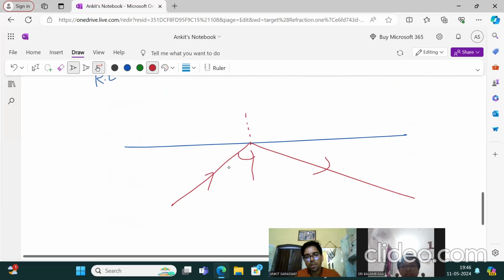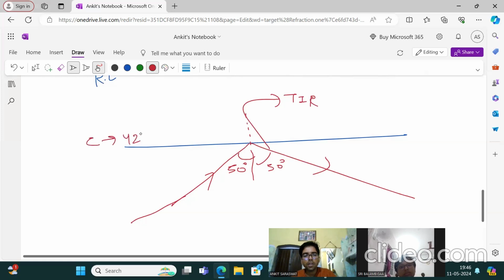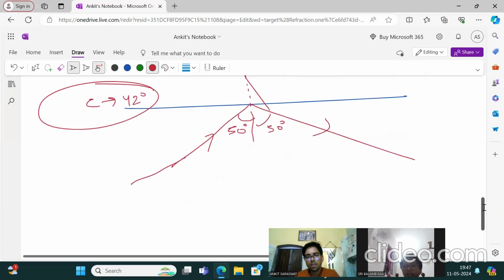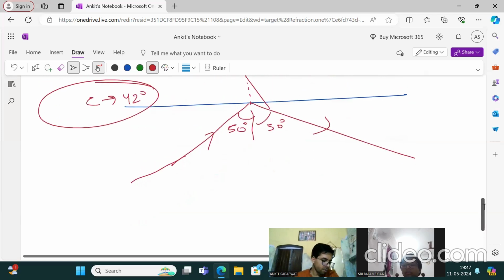If this is 50 degree, this is 50 degree. Why is it so? Because it is reflection. In case of reflection, angle of incidence equals angle of reflection. So this is reflection. This is TIR. See, this 50 degree is more than critical angle. What is critical angle? 42 degree in the previous example. Clear? So 50 is more than 42. It means this light, if it is incident at this boundary, it will come back to the same medium. Clear? Any doubt?